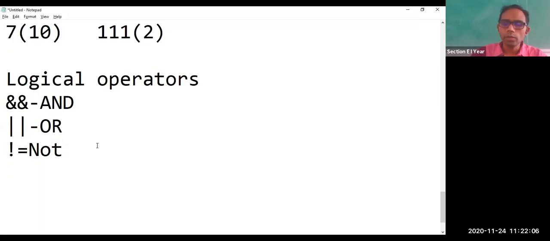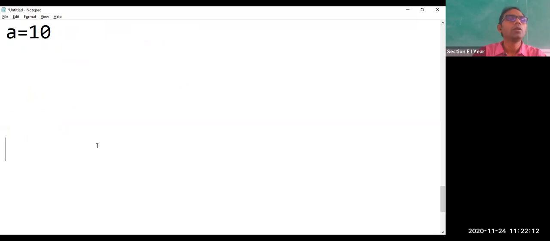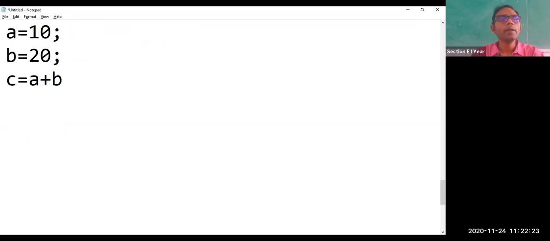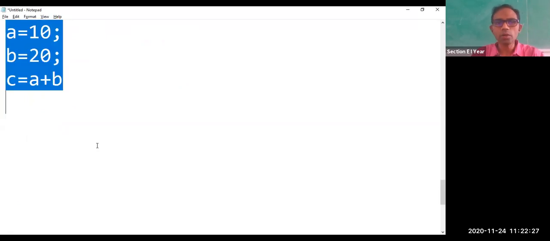Yeah. Now our friend asked, let us say A is equal to 10. One instruction is there. After that, semicolon, then B is equal to 20, semicolon, C is equal to A plus B. Okay. Now, suppose every instruction will have an address. This is what we said.